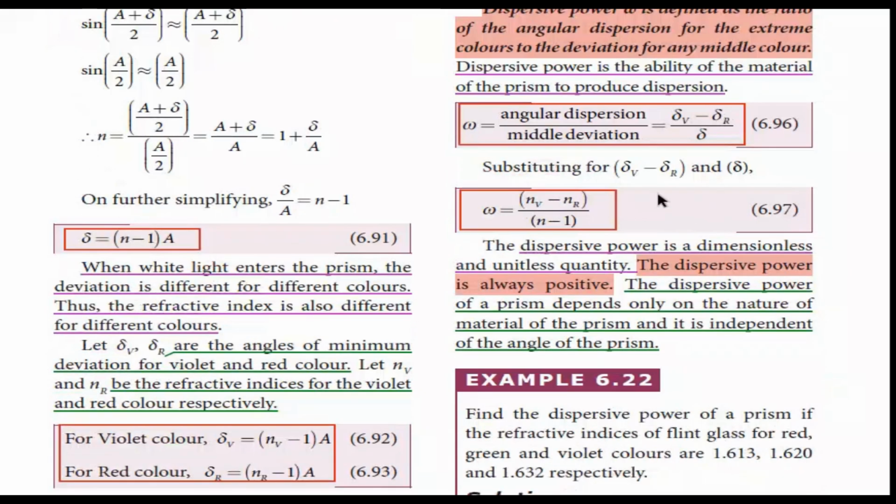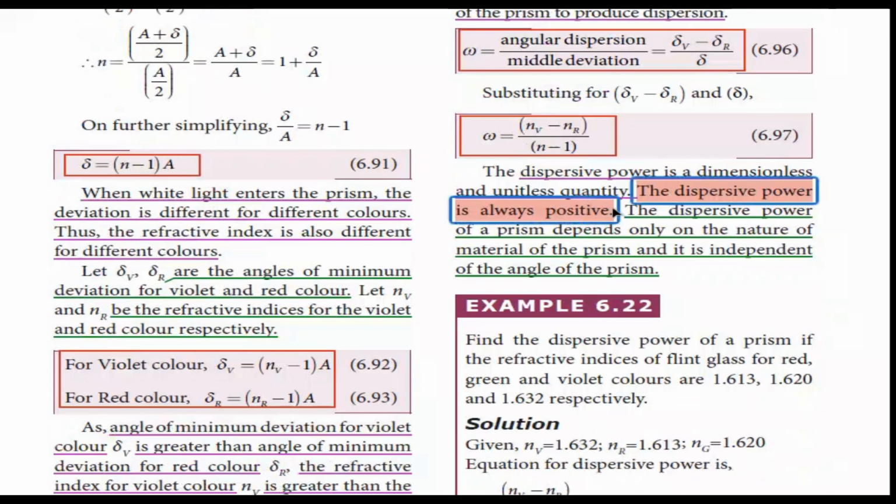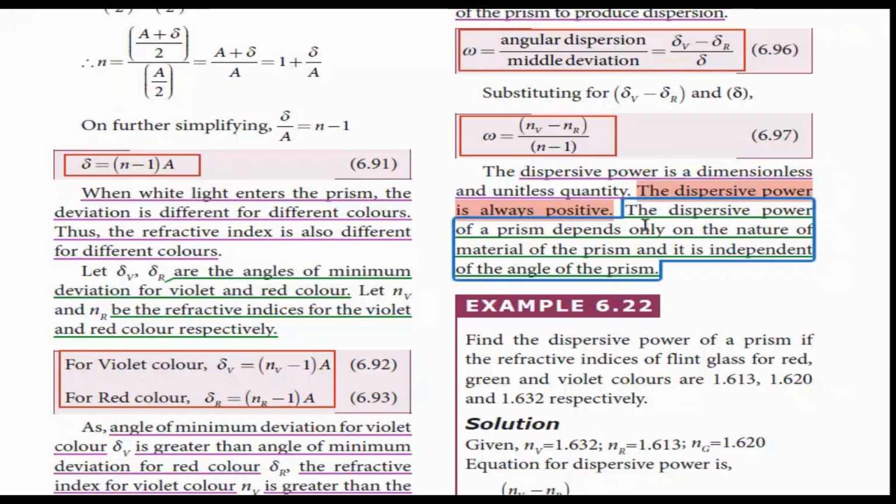Substituting for delta V minus delta R and delta, we get omega equals (nV minus nR) divided by (n minus 1). So the dispersive power is a dimensionless and unitless quantity, and the dispersive power is always positive. The dispersive power of a prism depends only on the nature of the material of the prism, and it is independent of the angle of the prism.